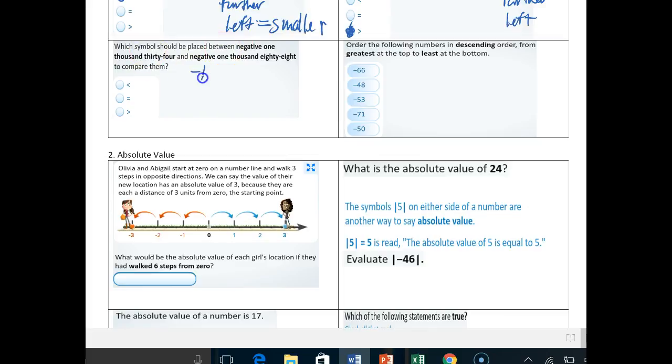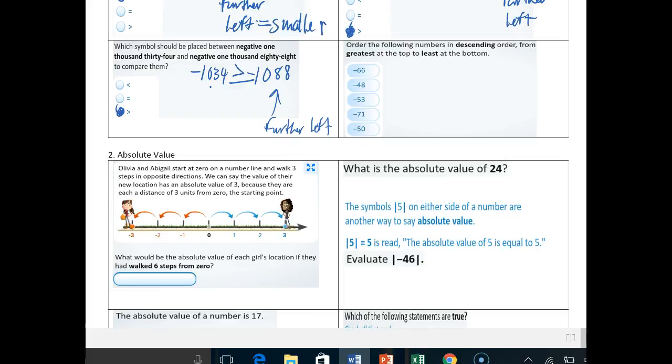Which symbol should be placed when comparing this number? -1034. So write that down. -1034 and -1088. Right? So compare those. Which one's further left? This guy, further left. Because he's further left, that means he's smaller, so we point at the smaller number, eat the bigger number. -1034 is greater than -1088.